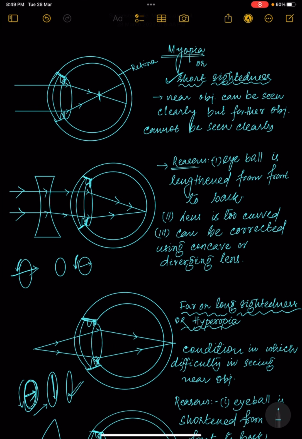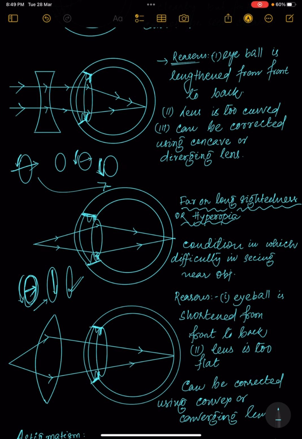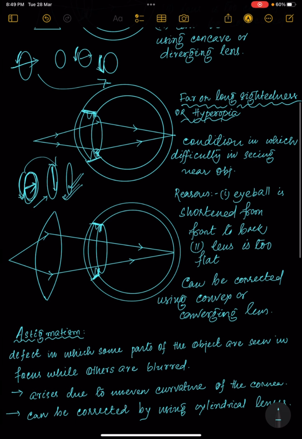Now you can understand. In case of short-sightedness, lengthened means the width will be increasing. The eyeball will become from this to this, and the curve will also increase as the eyeball is becoming from oval to a type of circle or sphere. In hyperopia, it goes from sphere to oval to even a very thin oval. So we can say that the lens is becoming flat. So it can be corrected using a convex or converging lens.